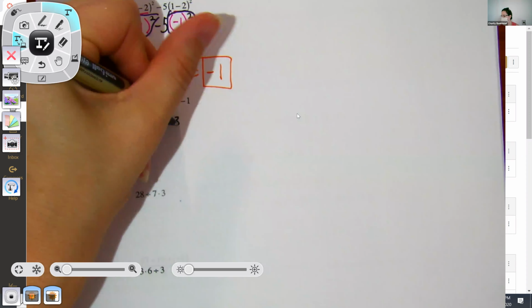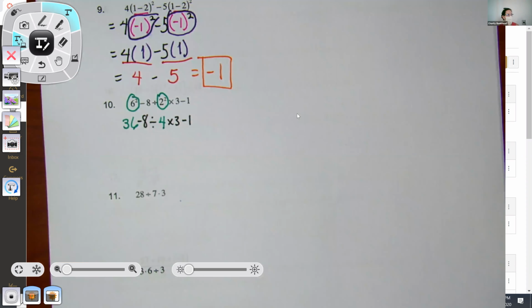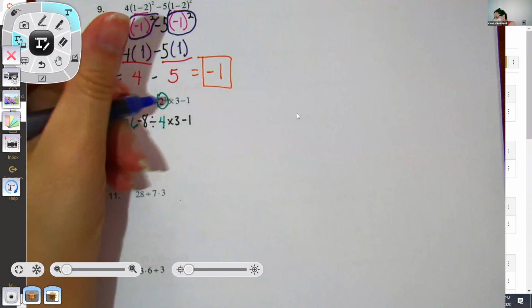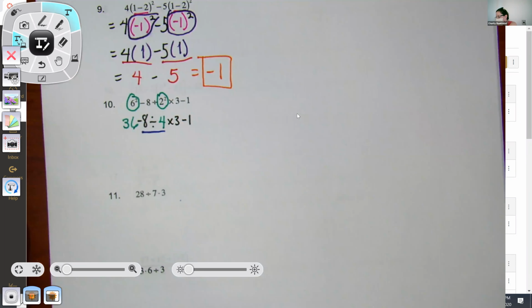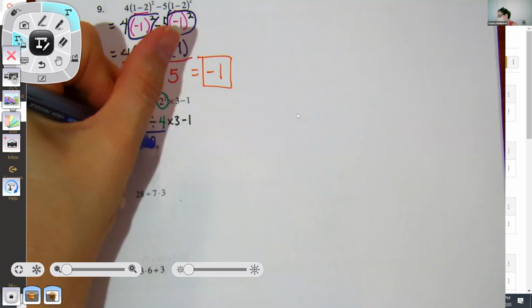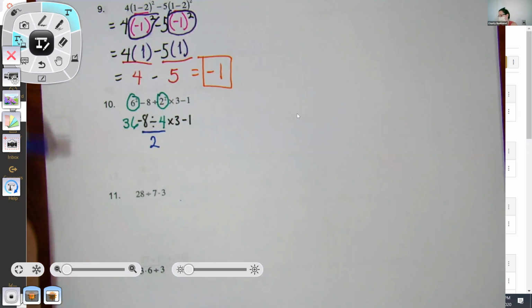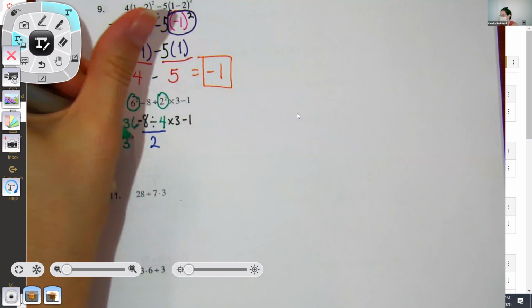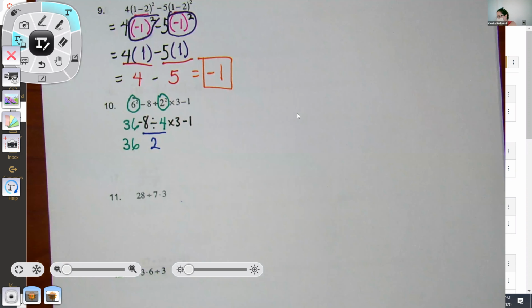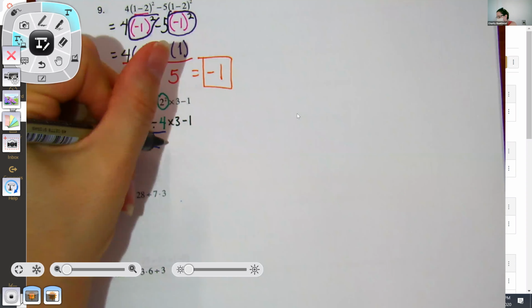All right, so next we want to do the multiplication and/or division in order from left to right. So the next thing I want to do is divide 8 divided by 4. 8 divided by 4 is 2. I'm going to bring everything else down. So I have 36 minus 2 times 3 minus 1.